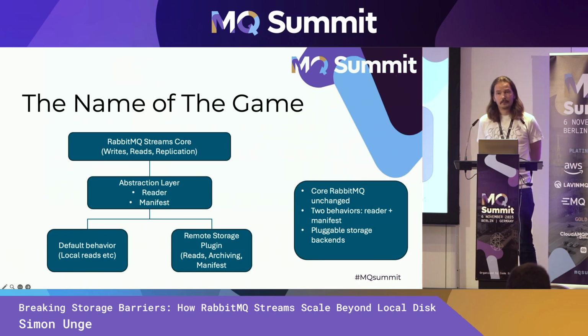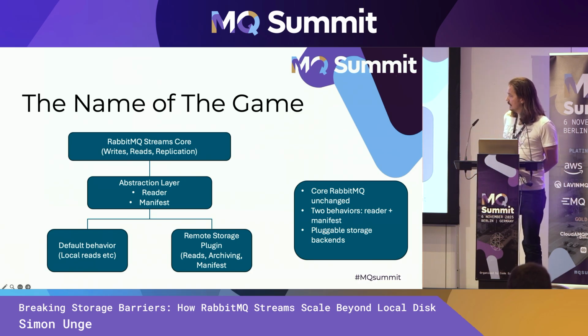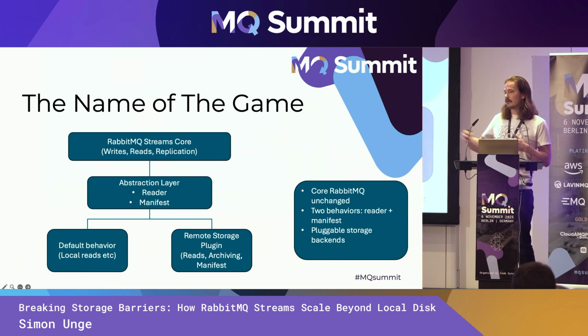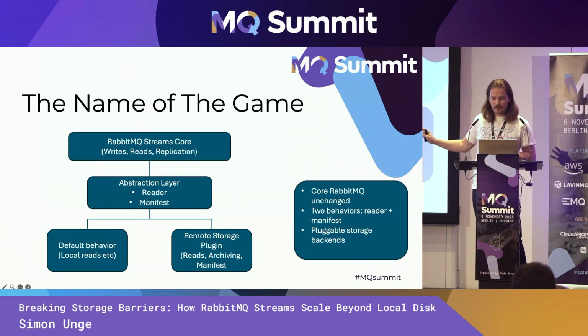And then we have the manifest abstract, which is where the data is. If you come in with an offset, how do we find this message in a file or whatever kind of backend system you have? That's up to the manifest to tell you.